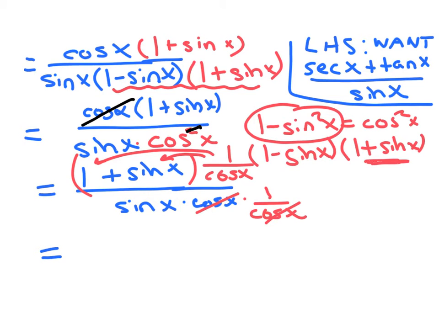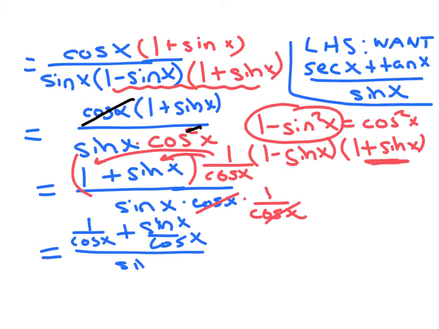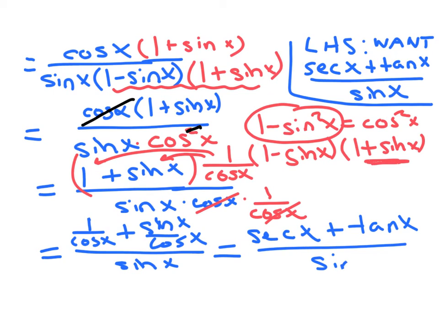So now, notice, 1 over cosine times 1, well, that would be 1 over cosine. Sine x times 1 over cosine would be sine over cosine. And this is all over sine. And hooray, that's equal to, well, 1 over cosine, that's equal to secant. This is where it really pays off if you know those trig identities by heart very well. Sine over cosine, that's tangent, all over sine. And that is definitely a tougher identity to prove.